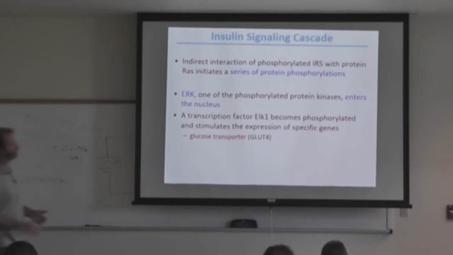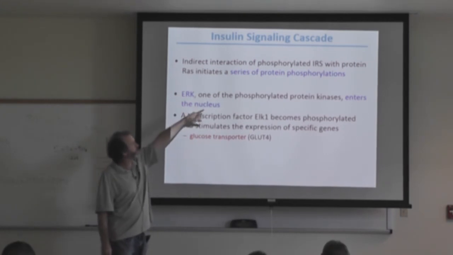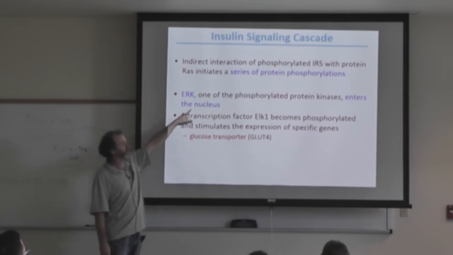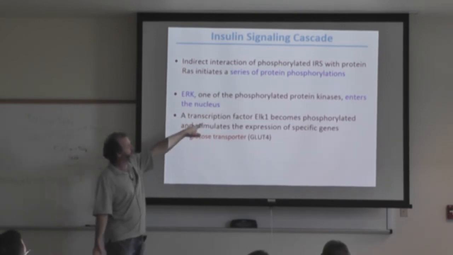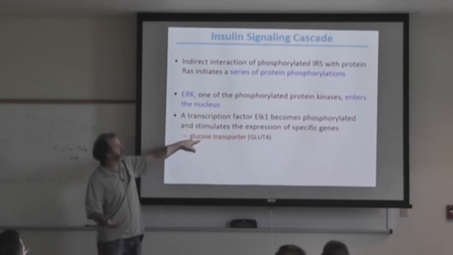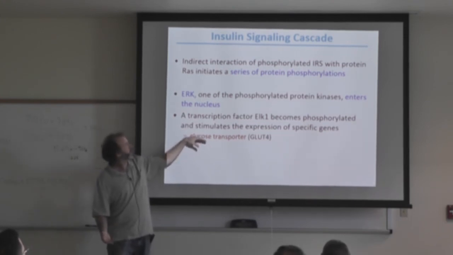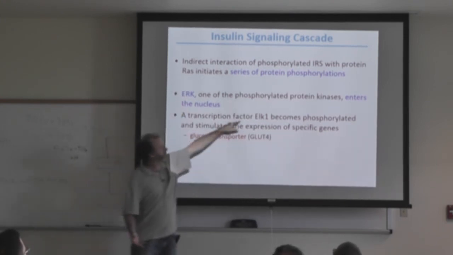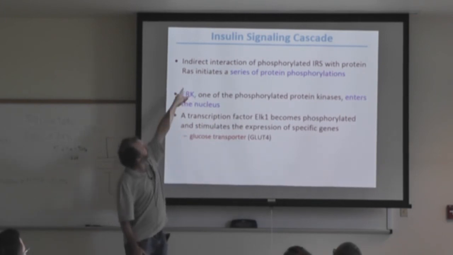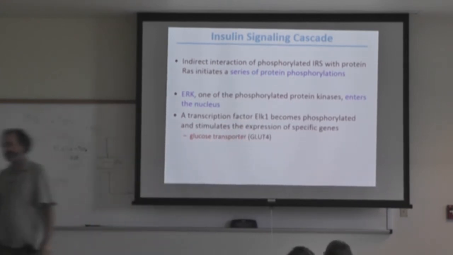So indirect interactions between phosphorylated IRS with protein RAS initiates protein phosphorylations, and then ERK, one of the phosphorylated protein kinases, enters the nucleus, and a transcription factor, ELK1, becomes phosphorylated, and it'll stimulate the expression of specific genes such as GLUT4, which is a glucose transporter. So RAS phosphorylates ERK, which then phosphorylates ELK, which produces GLUT4. So you have these crazy cascades.